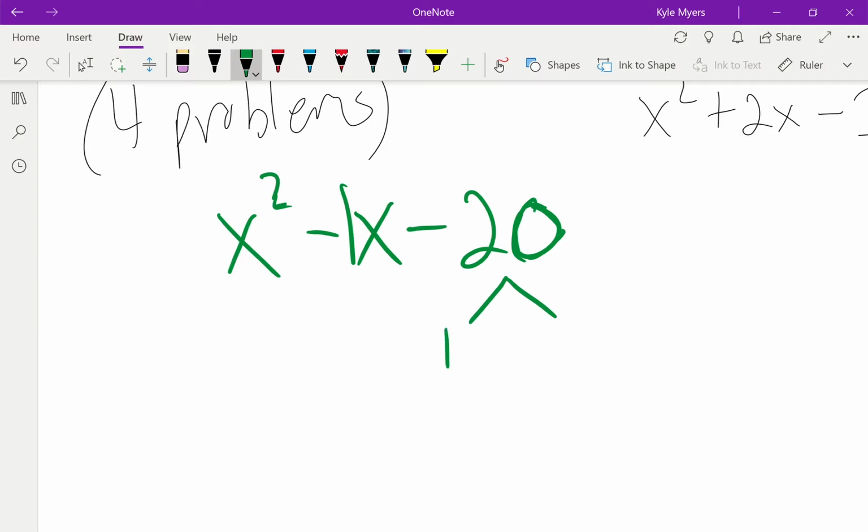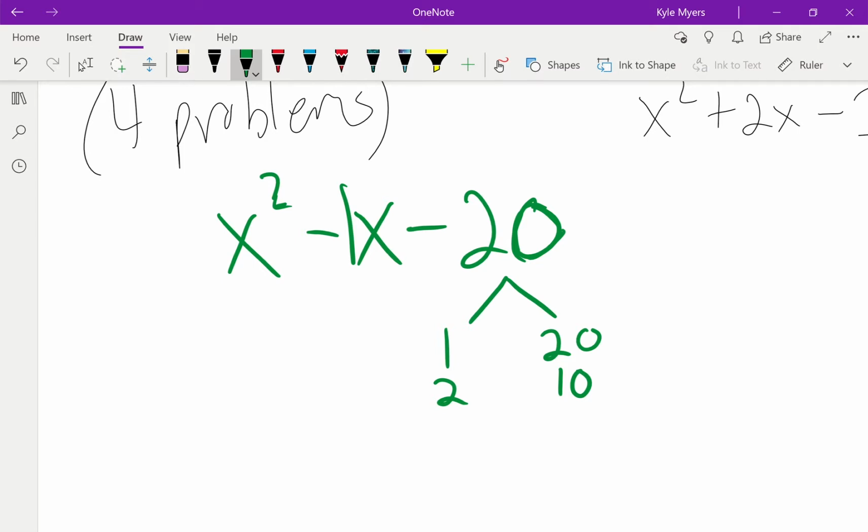So the terms that could work would be 1 and 20, because everything is 1 times itself. That always works. But if I subtracted 1 and 20, I'd get 19, so that's not going to give me 1. I want to get 1. So 2 and 10: 2 times 10 is 20, but 10 minus 2 is 8, or 2 minus 10 would be -8. So that doesn't work either.